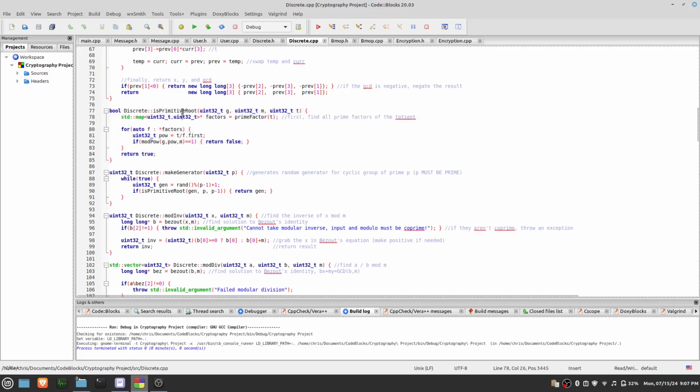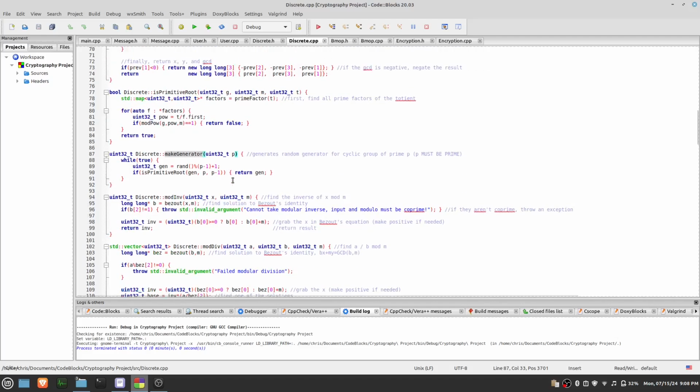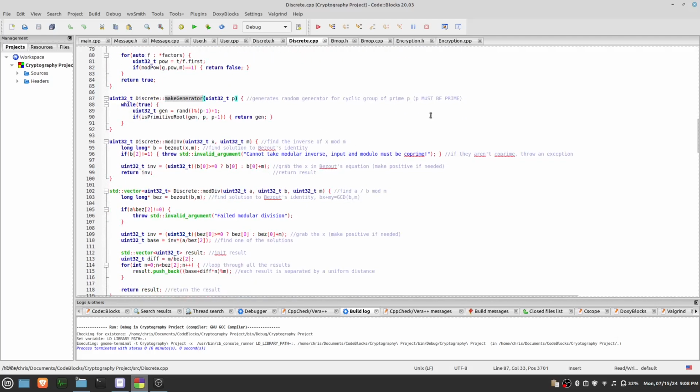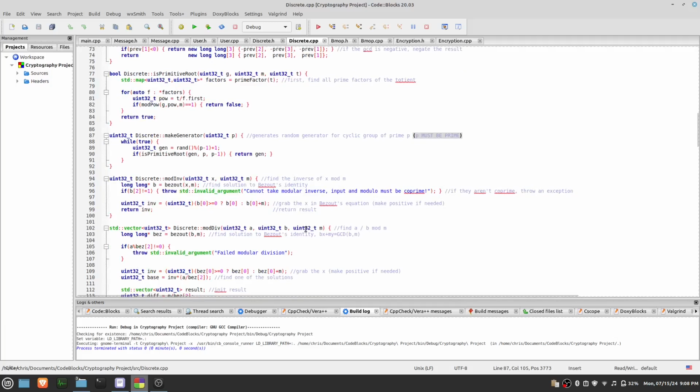But anyways, we have primitive root, which is important for the ElGamal encryption. I could have probably found a more efficient method out there, but honestly, my time would have been much better spent doing other things, like working with signatures. Make generator: we literally just generate random numbers until we find one that's a primitive root. This is also important for ElGamal. Also, the thing we're trying to find a generator for must be prime.